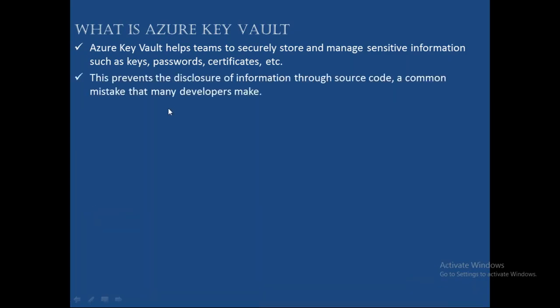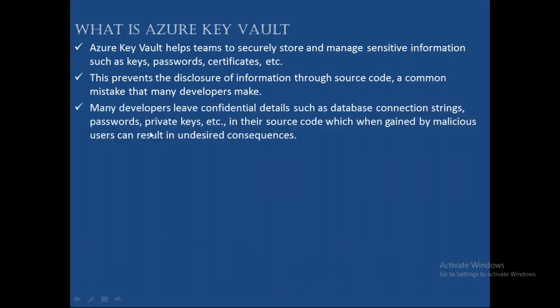Next, this prevents the disclosure of information through source code, a common mistake that many developers make, right? Many developers hard code in the source code, or read it from the property file. That is the problem. So if you store all these things in Azure Key Vault, it prevents the disclosure of information. What it means is nobody can see the details which you have kept in the Azure Key Vault, because it is immediately encrypted with some keys which you have created, otherwise with the default keys.